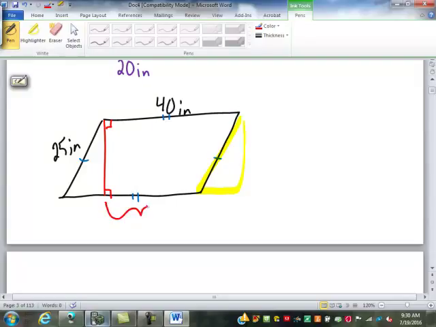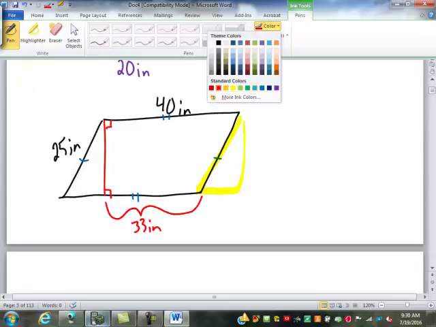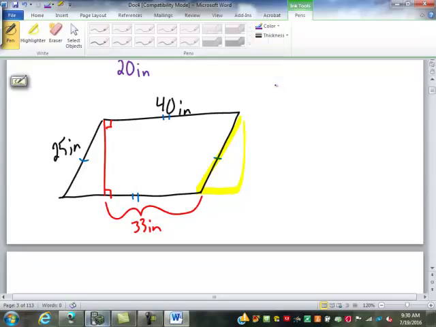But if I were to tell you that this dimension right here were 33 inches, now am I able to find that dimension? Yes. What's this dimension here have to be? Perfect. 40 minus 33 will give us 7 inches.